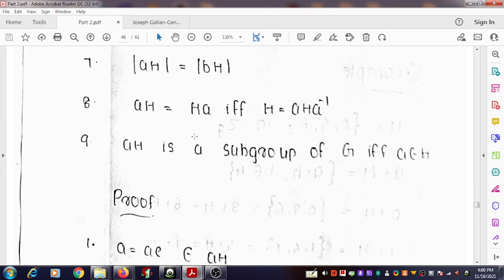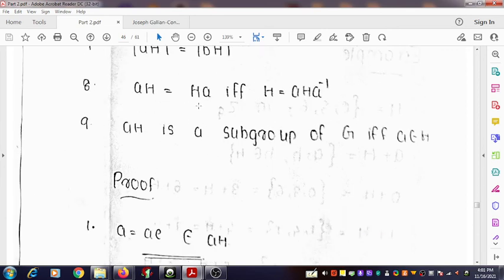This is the second last property. The eighth property says that AH equals HA if and only if the left coset, and here we compare left and right cosets of the same element. So AH equals HA if and only if H equals AHA inverse.